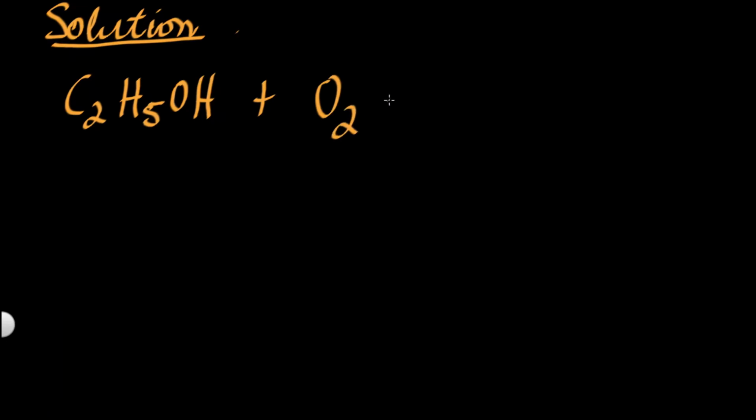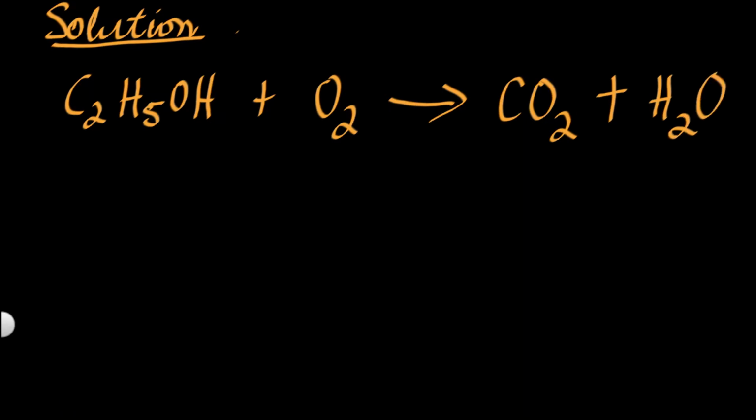Let us do step 1, which is writing the chemical equation. It is ethanol, which is C2H5OH. It is combustion, so we are adding oxygen, and it is complete combustion, which means our products are carbon dioxide plus H2O.